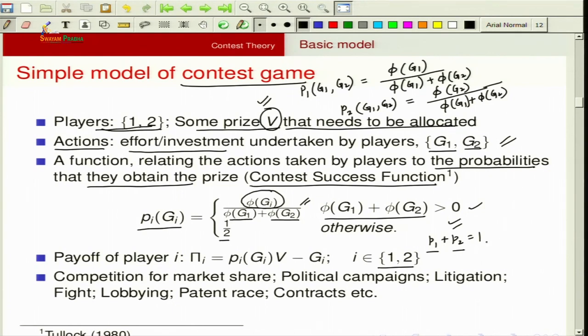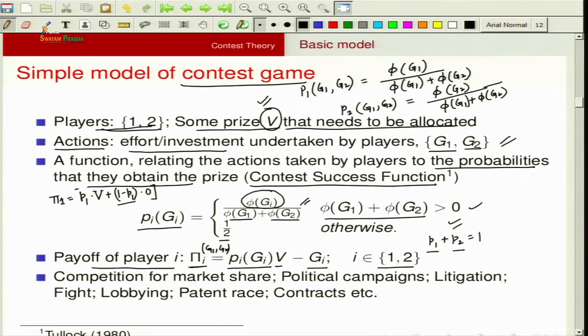Okay. And on the basis of that, we can write the payoff of both the players. For player i, the payoff, which we represent with pi i, is again a function of g1 and g2. This is nothing but the probability of his success in the contest multiplied by the value of the prize, minus his effort level. So, suppose we talk about player 1. The payoff of player 1 is equal to: with probability p1, he is winning the contest, so he gets the prize V, plus with probability 1 minus p1, which is equal to p2, the probability of player 1 losing the contest. With this probability, he will not get the prize, or we can say he will get 0.